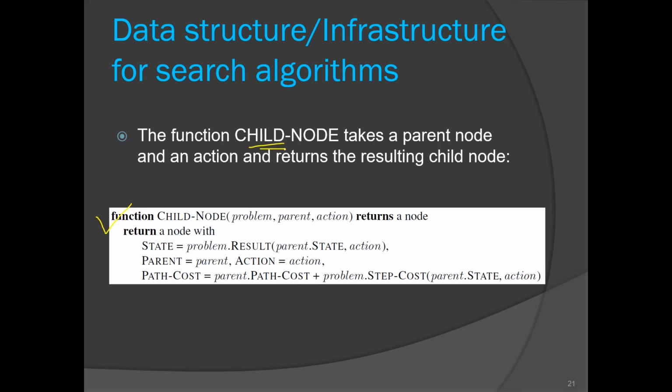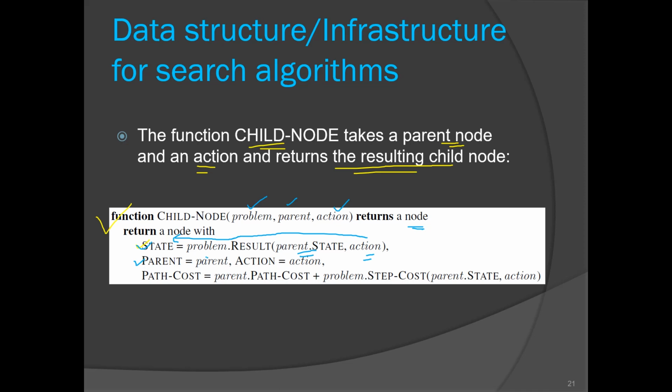The function child node takes a parent node and an action and returns the resulting child node. Here we are updating these 4 pieces of information of a child. The parameters are problem, parent and action, and it returns the updated node. What will be its state? Based on the parent state and the action, what is the result? On this parent state, if we perform this action, we will get a new state, governed by our transition model. That will be the state of the child.